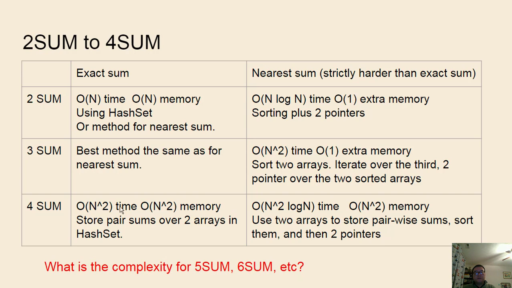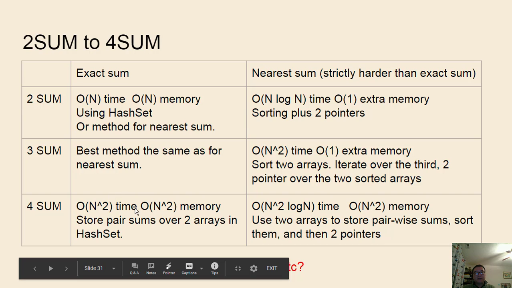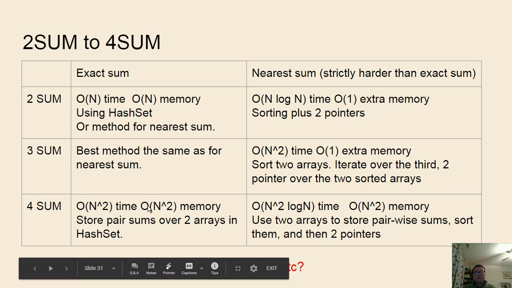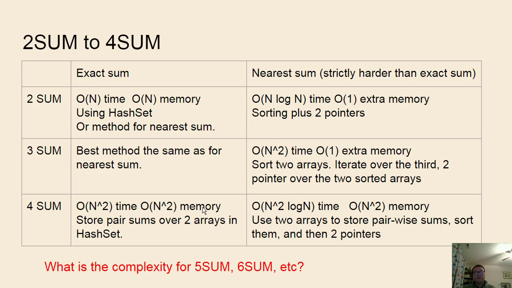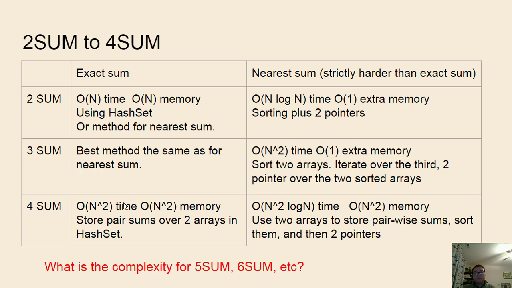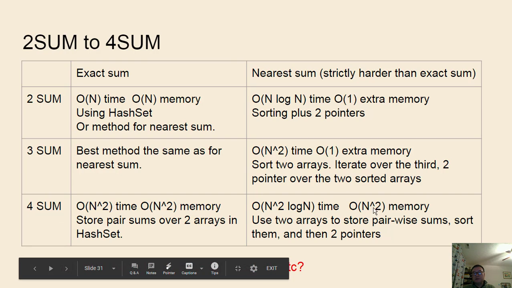And for four sum, the problem we just did is exact sum. So we use big O n squared memory by storing this hash map, and then we need big O n squared time. Big O n squared time for creating this intermediate data, but then after it is another big O n squared time for looping over all possible values and then doing a lookup in the hash map. So n squared plus n squared is still n squared.